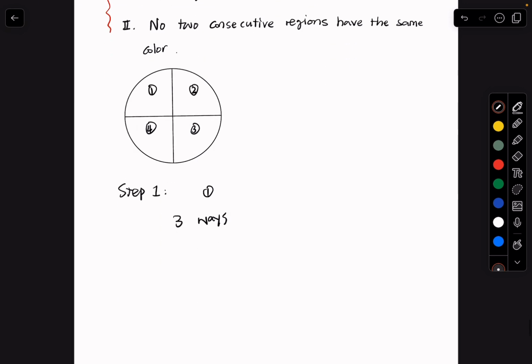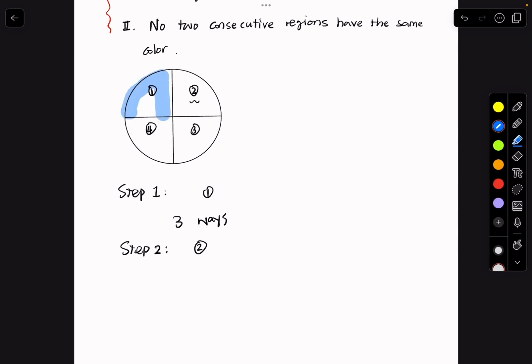Okay, and now let's look at step 2. We're going to color the second region. But here, how many ways do I have? Let's say I use blue for the first region. That means for the second region, I cannot use blue again. So this time, I only have 2 ways. I can only use red or yellow. Okay, now let's look at step 3. We're going to color the third region.